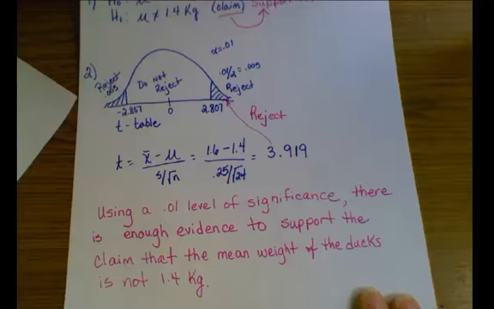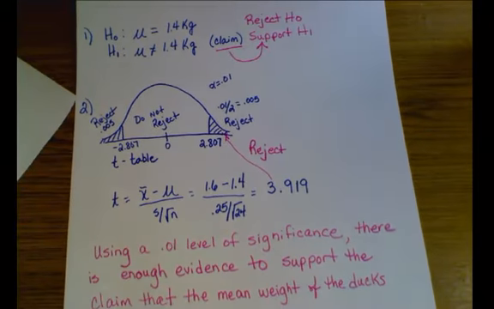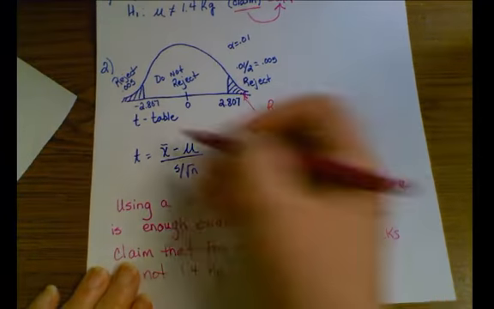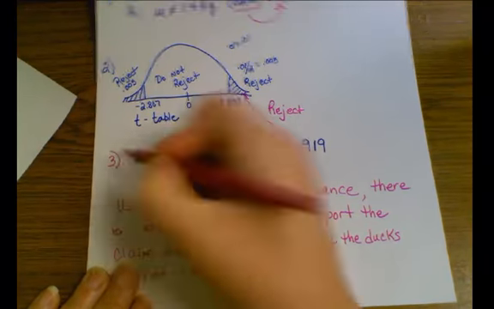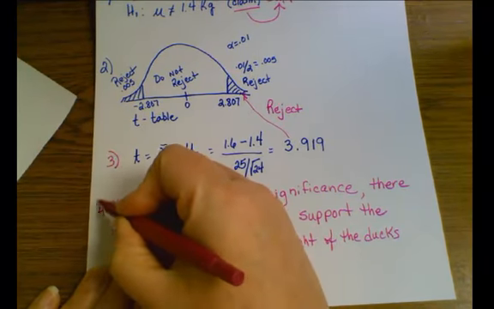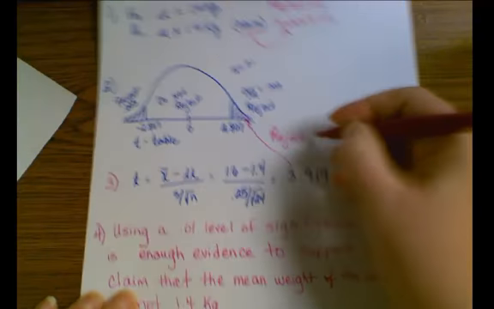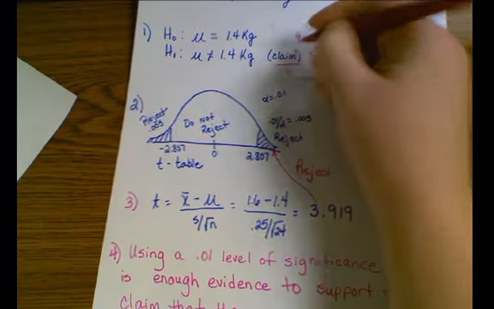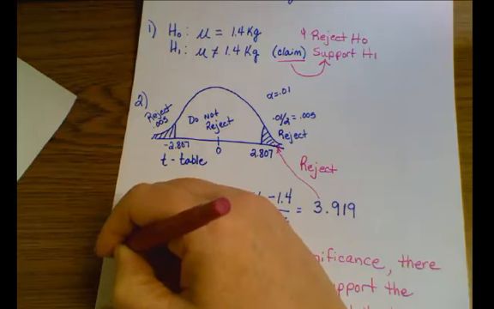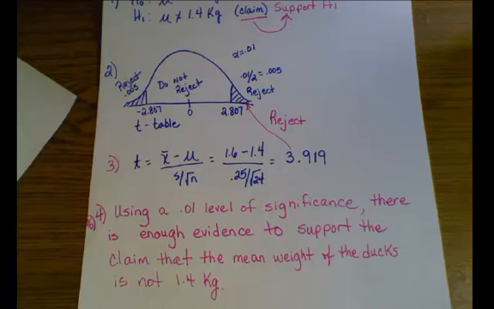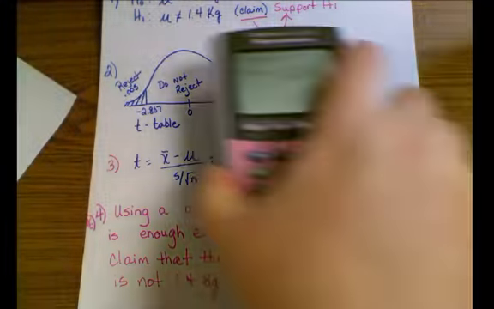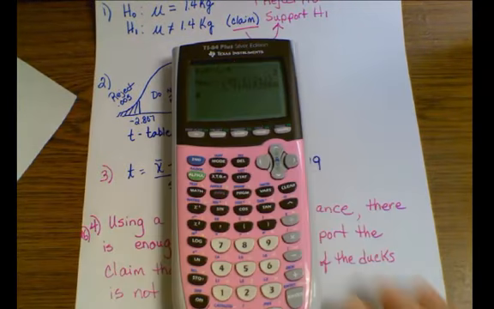And that's my conclusion. Now, this is the traditional method. And again, this would have been step 3, and this is step 4. Some teachers call this step 4 and this step 5, depending on how you want to number it. But that's your conclusion.